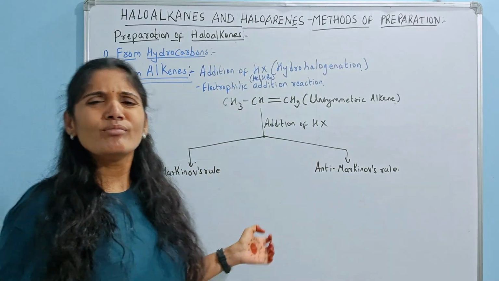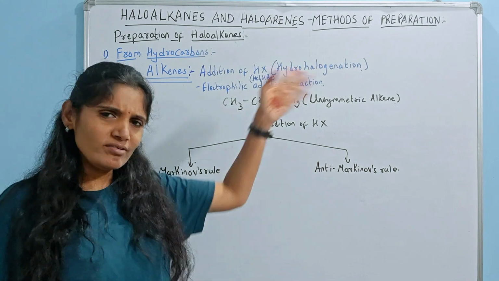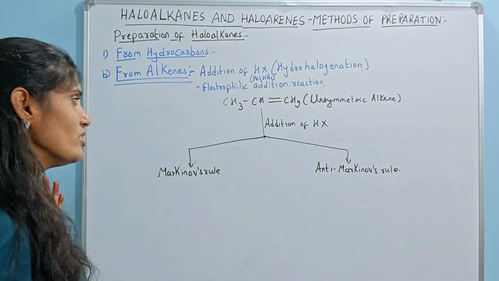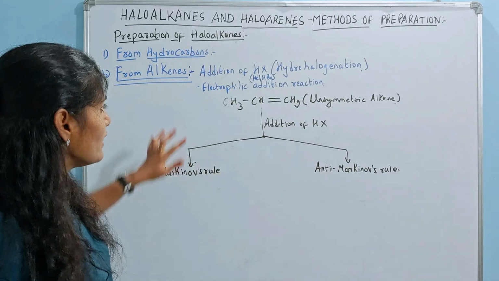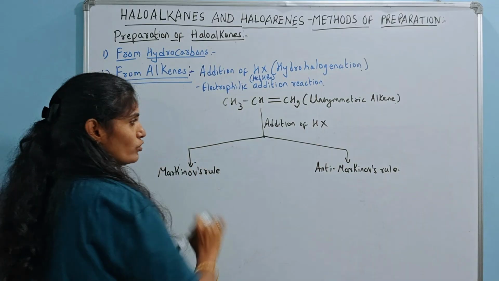Why not symmetrical? In symmetrical, both the double bonded carbons are the same, so on any side you add it is fine. Anyways, I'll show you that also. But first let us try to understand unsymmetrical alkene. Now I need to do addition of HX to the double bond.